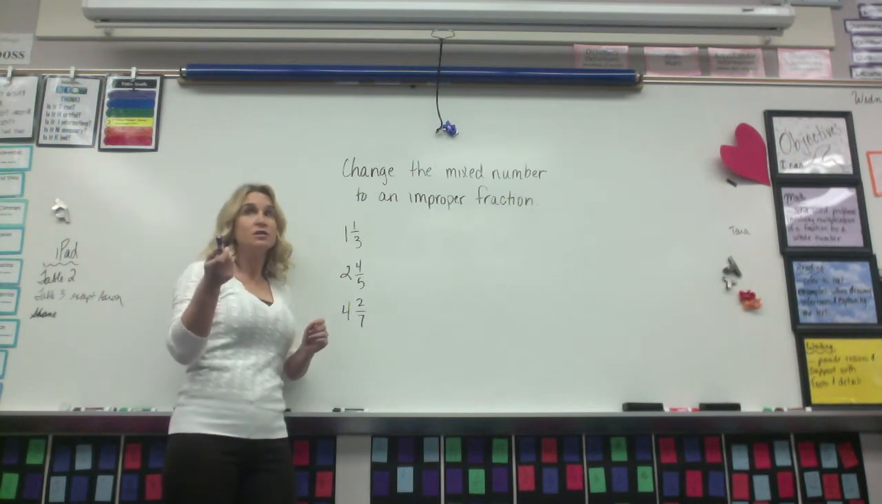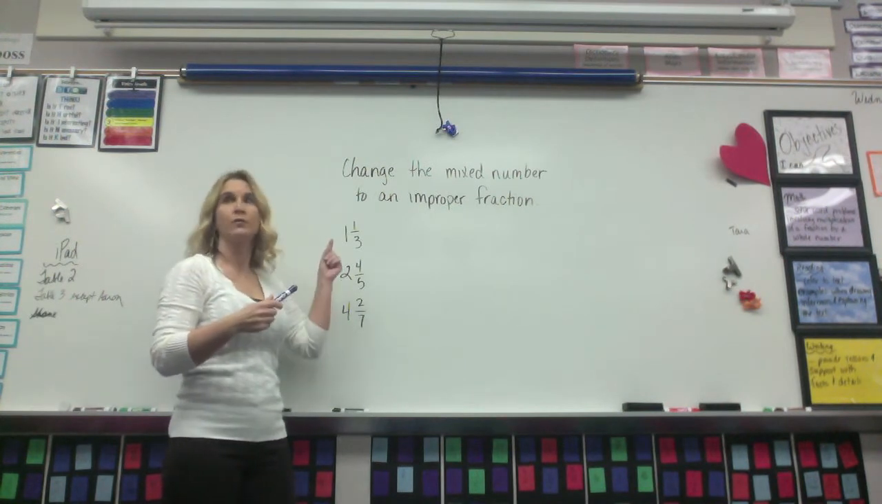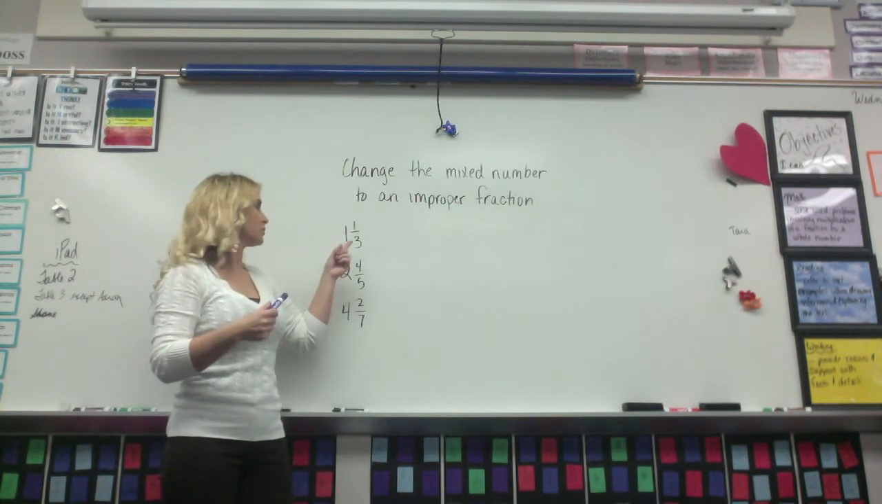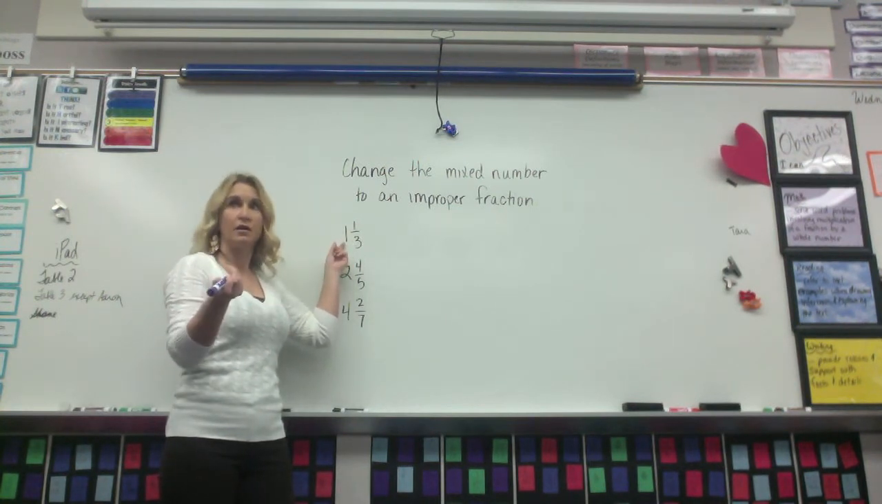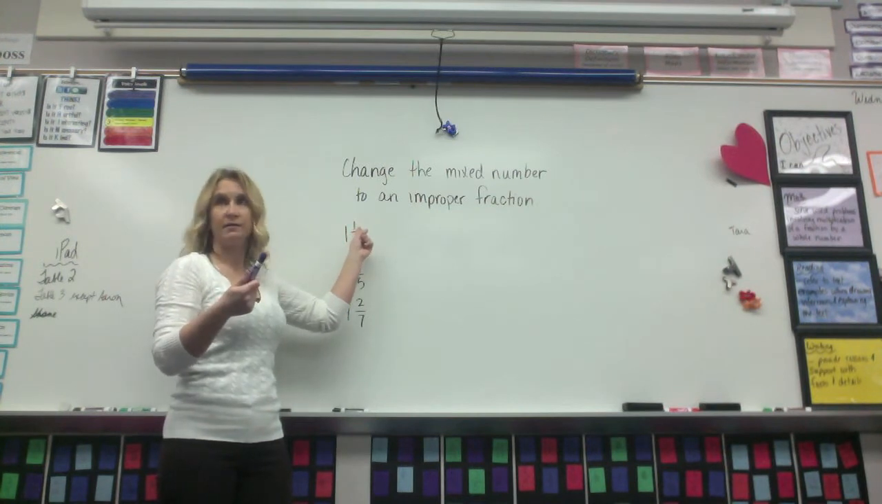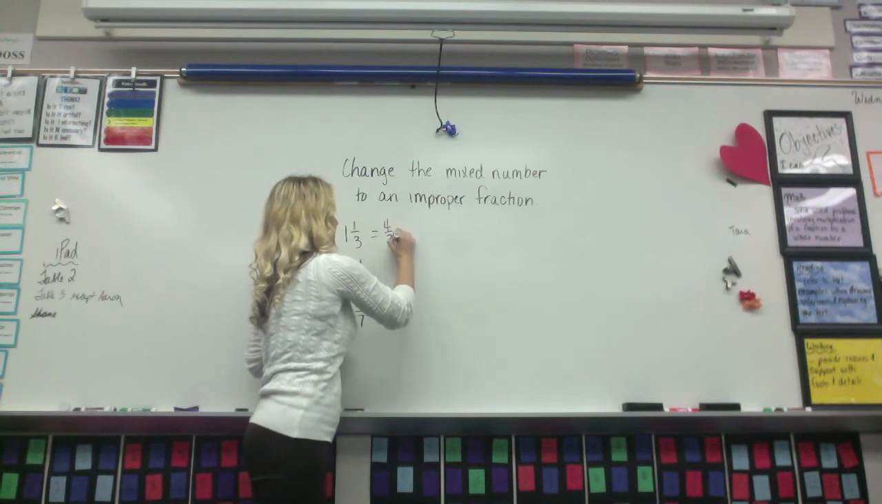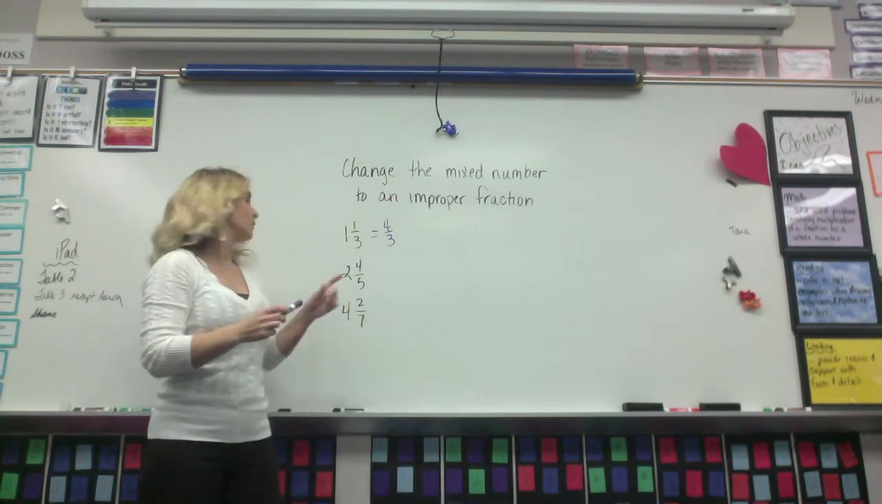When you decided to do 3 times 1, which one were you thinking of? This one or this one? The whole number. So he did 3 times 1, which is 3, and then you added this, and you got 4/3. Okay? What about this one?